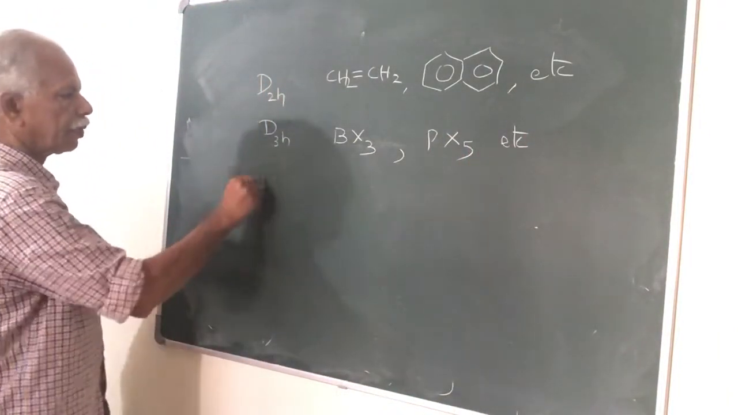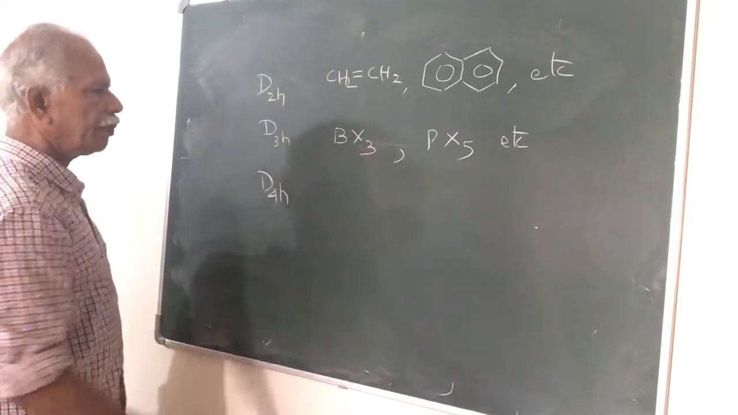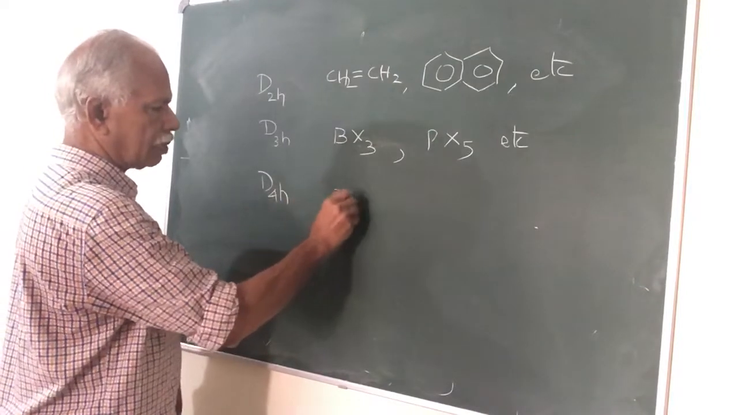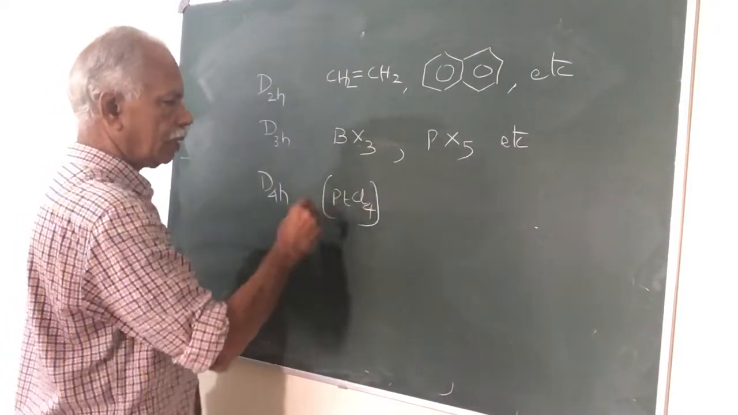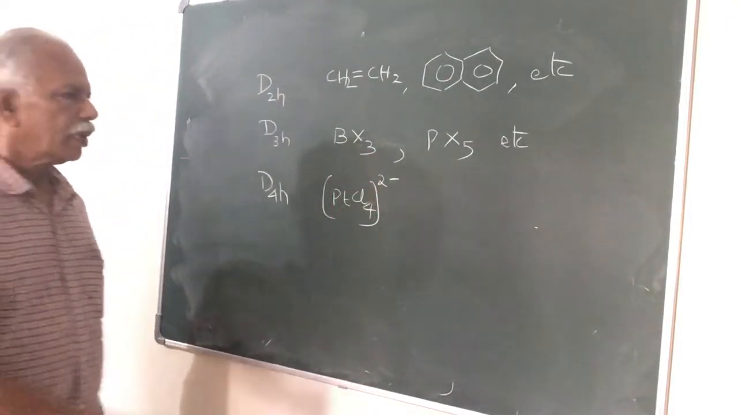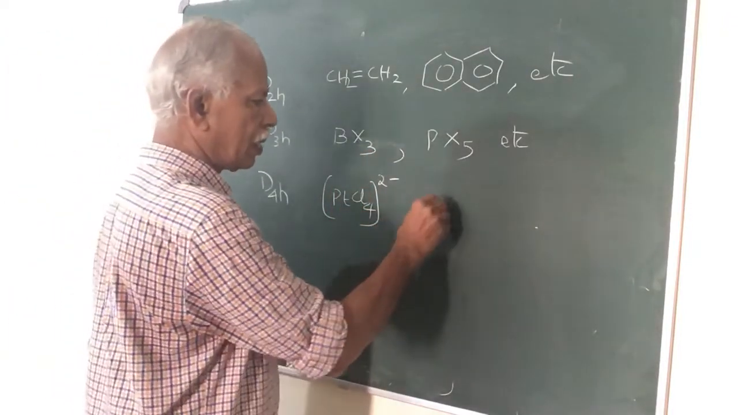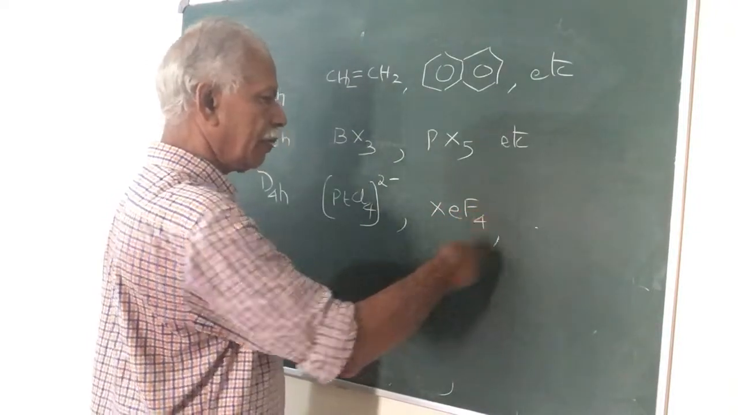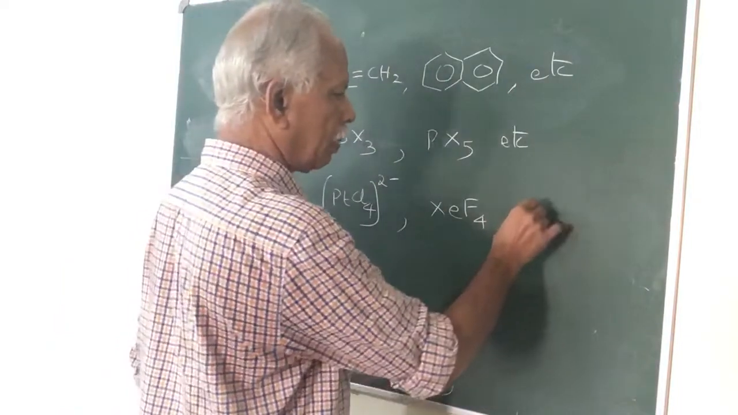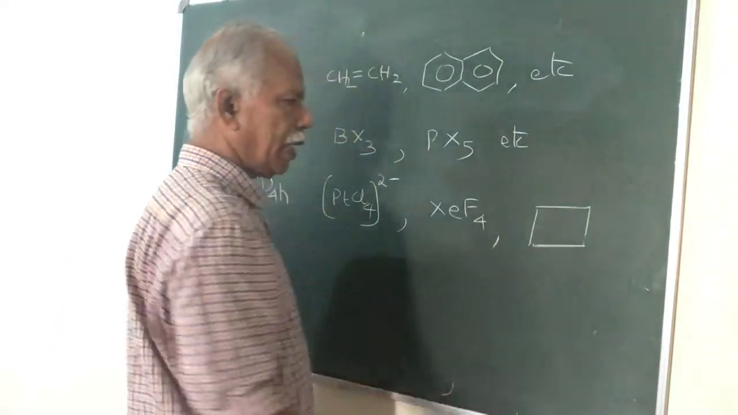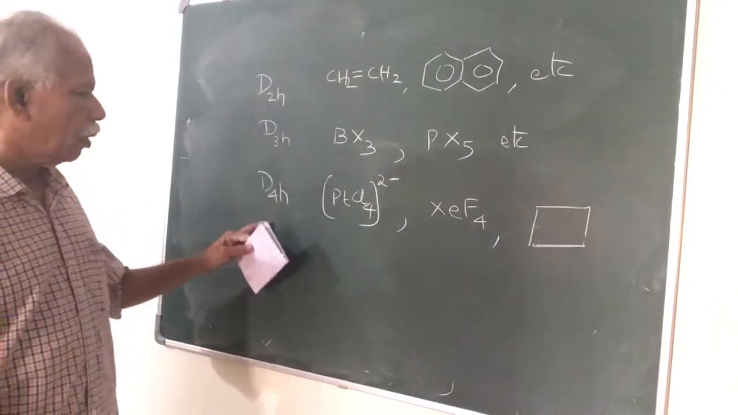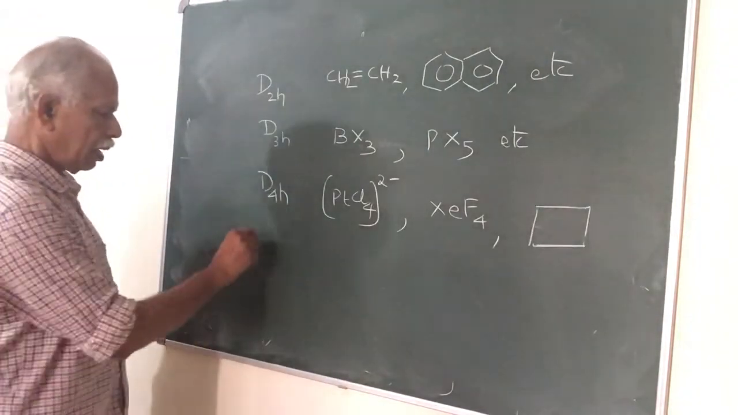D4h: square planar complex like tetrachloridoplatinate(2-), a square planar molecule like xenon tetrafluoride, a square planar hydrocarbon like cyclobutane. These all belong to D4h.